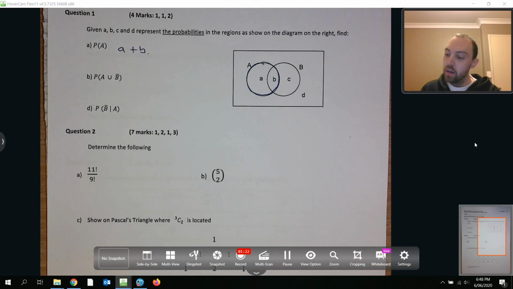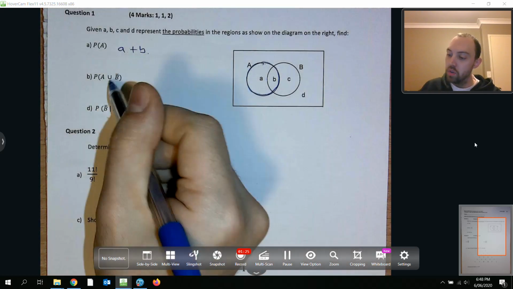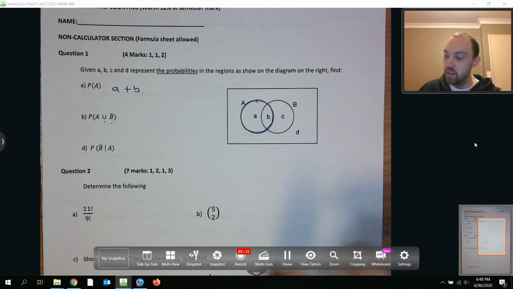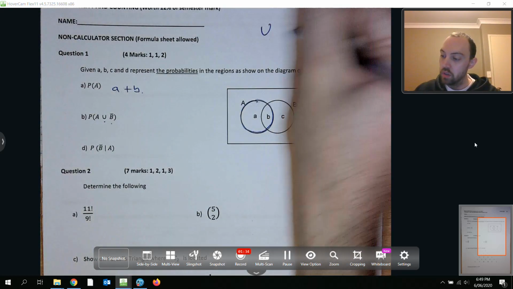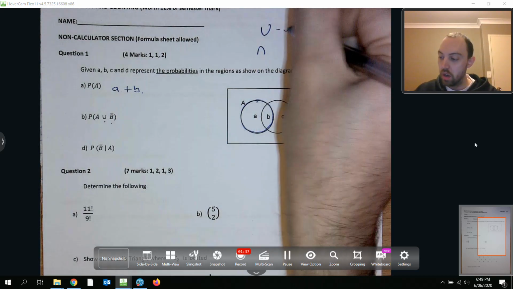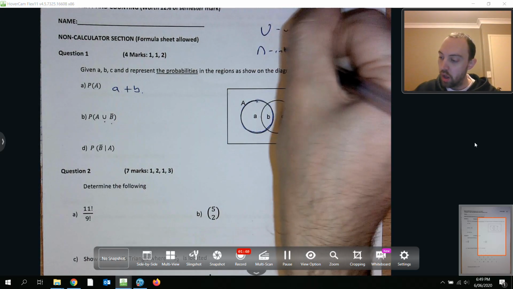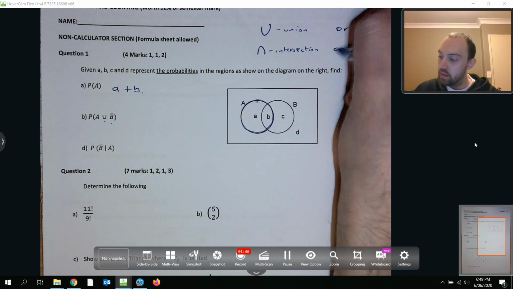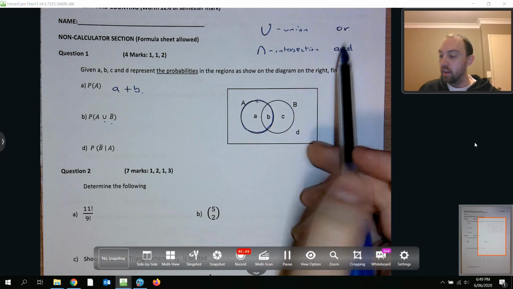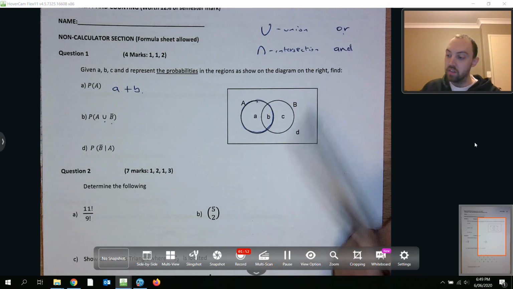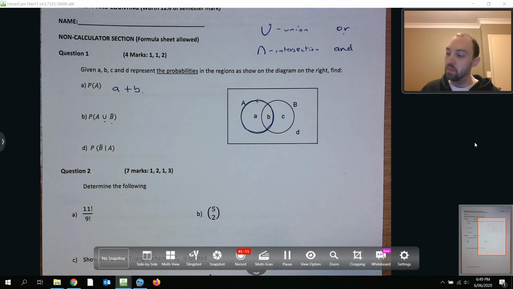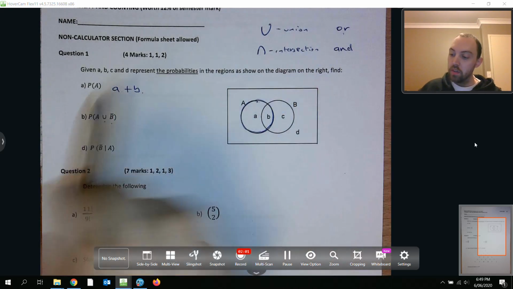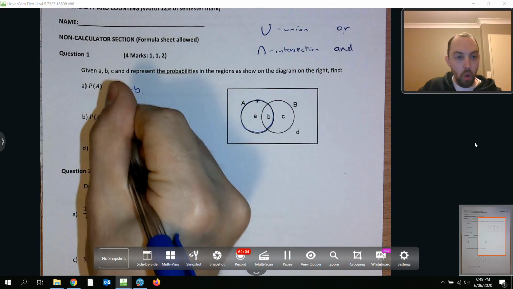Part B, probability of A union not B. So this is probably worthwhile going through some of our set notation. Union and intersection. Union means or, intersection means and. Union means it doesn't matter which one it is, it's taking all the possibilities into one group, and intersection means that it's got to be both of them. This one's union, so we're talking about or.